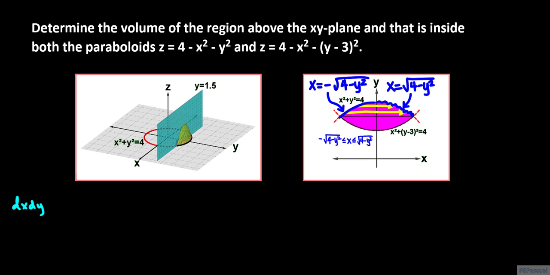To determine the limits of integration for y being the last variable of integration, we find the minimum and maximum values of y within the projection's upper half. The minimum value of y is on the line y equals 1.5. And the maximum value of y is at the y-intercept of the bounding arc of the projection. Y is 2 at this y-intercept.